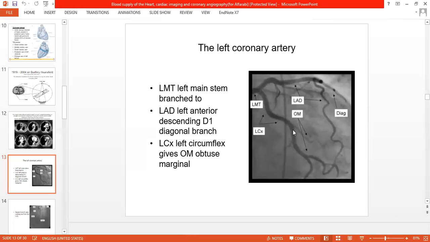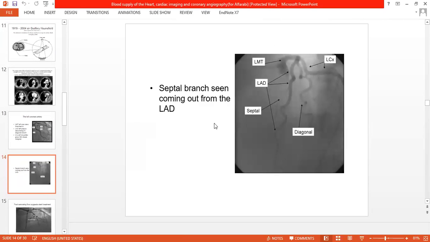This is the circumflex artery. Then when we see further, this left main branch, that is the left coronary artery, gives the circumflex artery, and the left anterior descending will also give small branches. These are called septal branches, which will be supplying the septum, the interventricular septum.